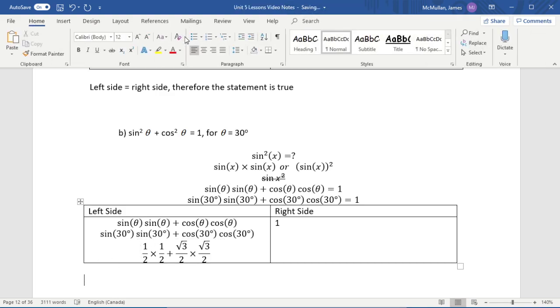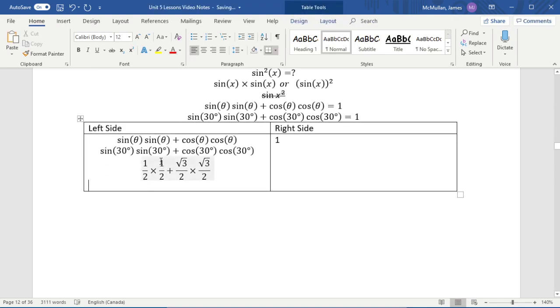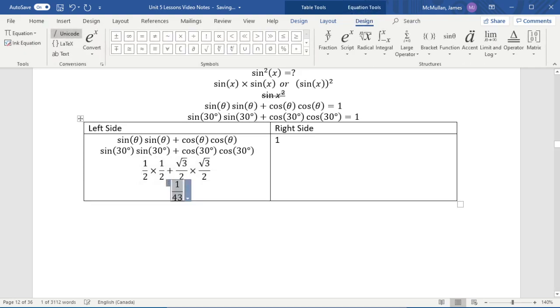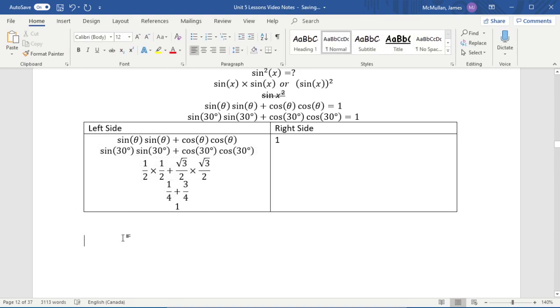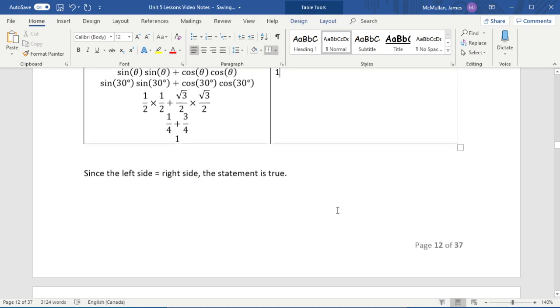Okay? Now what happens here when I actually do this arithmetic? You follow your order of operations, right? 1/2 times 1/2, you do the top times top and the bottom times the bottom, gives you 1/4. Now over here, you do the top times the top, root 3 times root 3 is regular 3, bottom times the bottom is 4. You get 1/4 plus 3/4, which is 1. Okay? And so, again, since the left side equals the right side, the statement is true. So we were able to show that the left side is also equal to 1, which is what the right side is equal to.